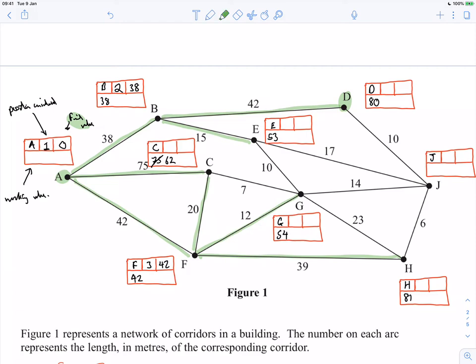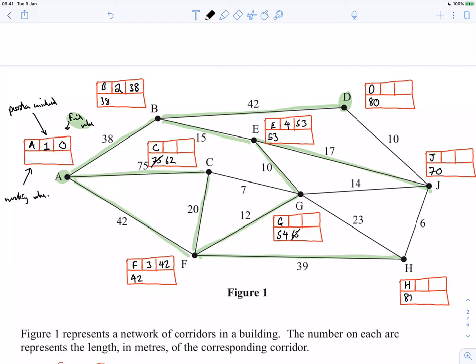So now I look at all the working values. So 62, 54, 53, 81 and 80, which is the smallest? Well, it looks like 53 at E. So E will be now the fourth one. It has a final value of 53. And now I have to consider all the new connections from that going to other bits. So 53 plus 10 is 63. So I put 63 and cross it out because 54 is better. And then 53 plus 17, I believe, is 70. So 70 will go here.